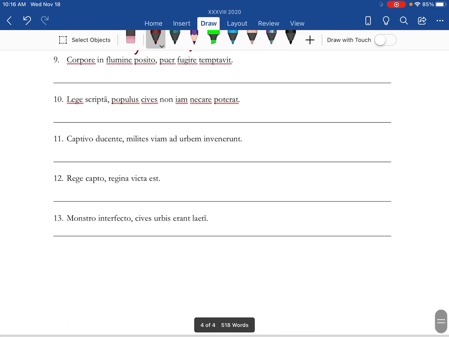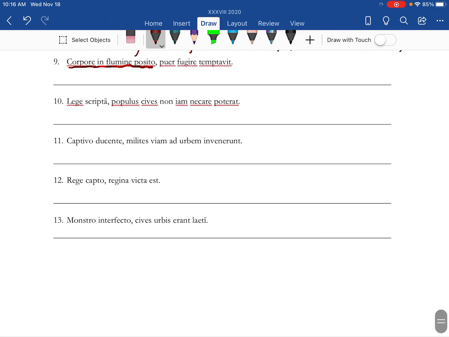Ablative absolute. And this is with a perfect passive participle. With the body having been placed in the river, or after the body had been placed in the river, the boy attempted to flee or escape.